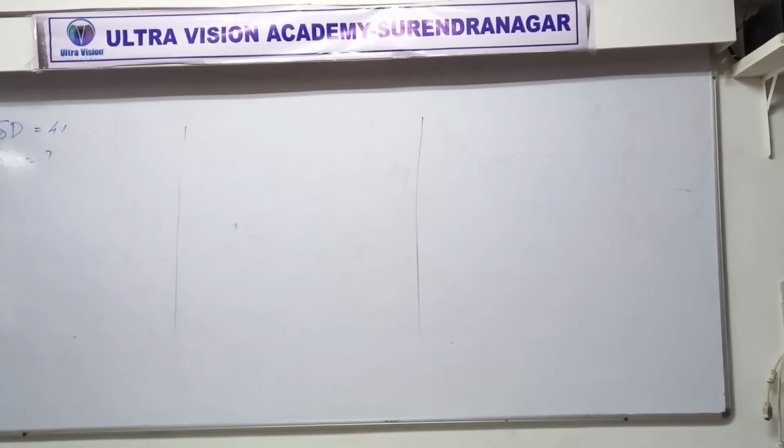Is there any relation between D and R? Diameter and radius? What is the relation? R equal to 2D. No? D equal to 2R. Sure? Yes. Okay, very good. I was just checking whether you can get confused or not. D equal to 2R. Is it fine?